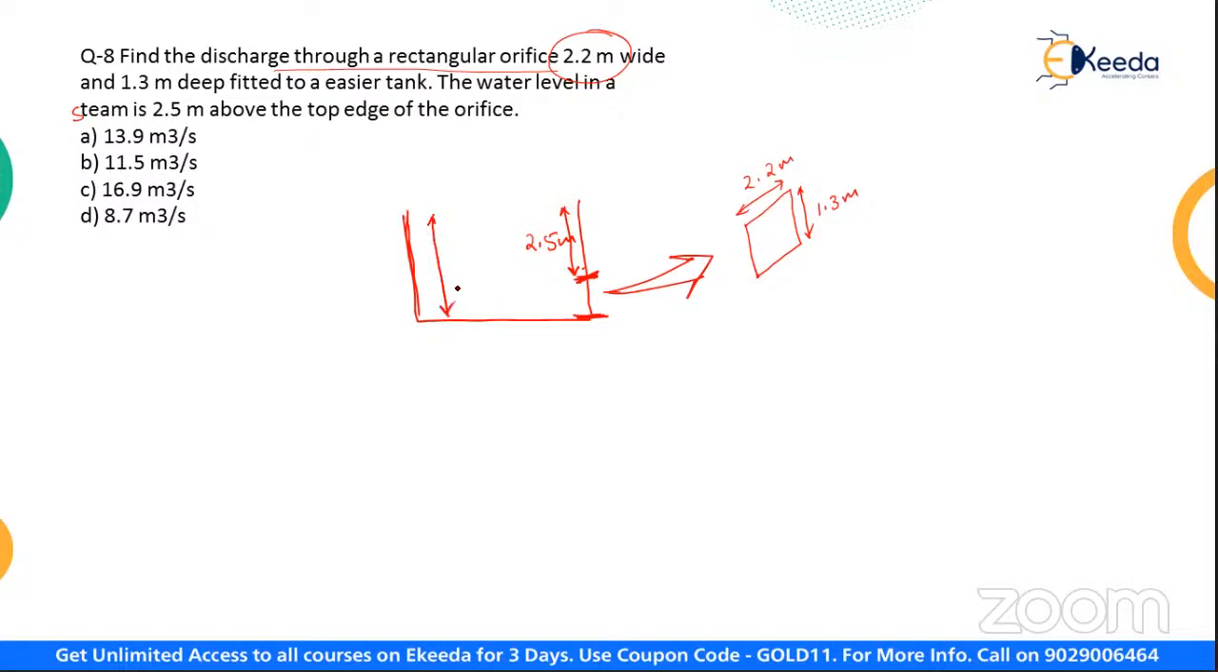Therefore, the H1, that is, let's say, the height of the fluid here in the container from the bottom, will be 2.5 plus 1.3 meter. Let me write it here, this will be H1 and this will be H2. Therefore, H1 will be 2.5 meter plus 1.3 meter, that is the depth of the orifice. So it will be 3.8 meter in total. And H2 will be 2.5 meter. The width of the orifice is 2.2 meter.